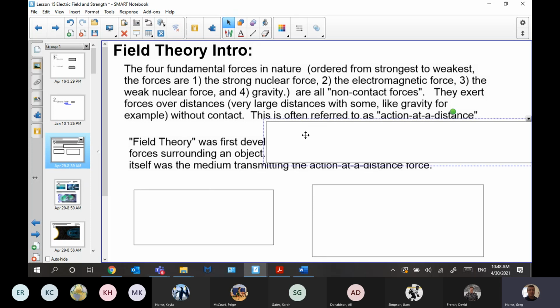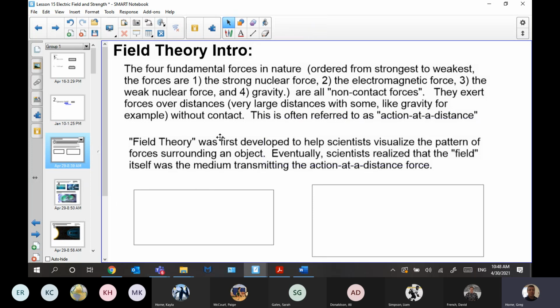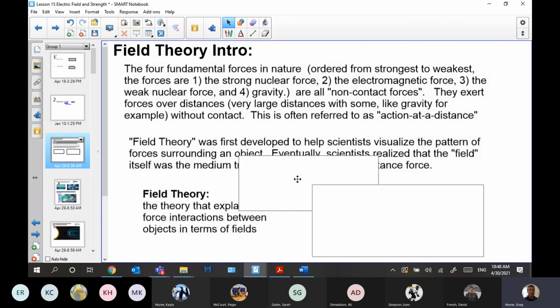Next step here, we're talking about field theory. So field theory was first developed to help scientists understand what's going on, right? Because they see objects that are transmitting a force, causing a force on other objects, but there's no strings attached, right? There's no contact between them. So you actually refer to them as non-contact forces sometimes too. But action at a distance force, non-contact force, all mean the same thing.